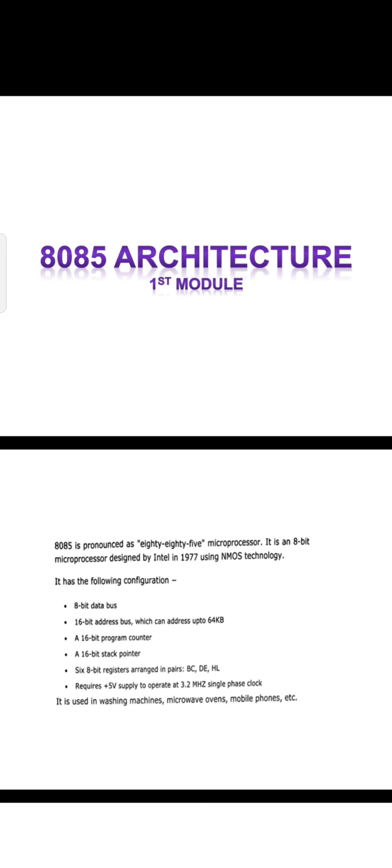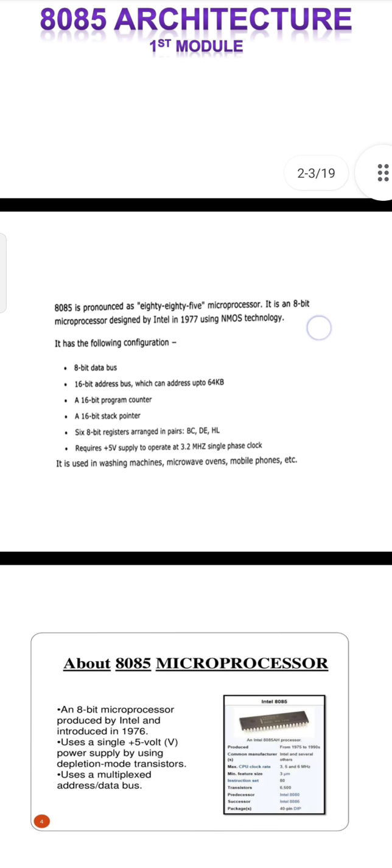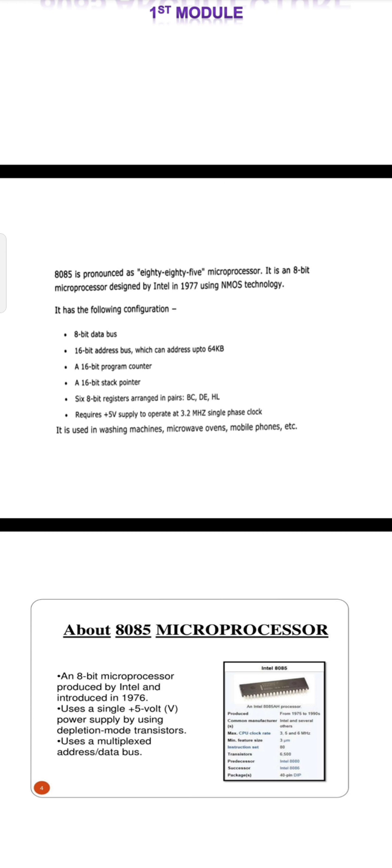8085 is nothing but an 8-bit microprocessor designed by Intel. 8085 contains an 8-bit data bus, a 16-bit address bus, a 16-bit program counter, which we call PC, a 16-bit stack pointer, and 8-bit registers arranged in pairs: B, C, D, E and H, L. It also requires a 5-volt supply to operate at 3.2 MHz in a single-phase clock.